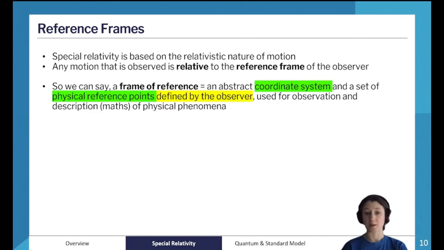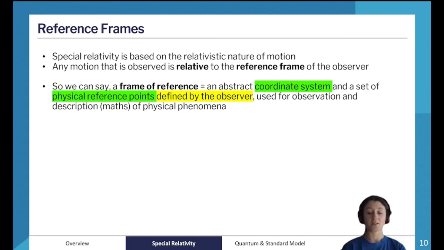So reference frames is something that you need to be able to define, and that's in the syllabus. You need to be able to define what is a reference frame. So, very simply, a reference frame is basically just how something can be observed. So an observer has a reference frame, all right? Almost anything can be a reference frame. A bug could have a reference frame. It's just anything in which something can be observed, all right?